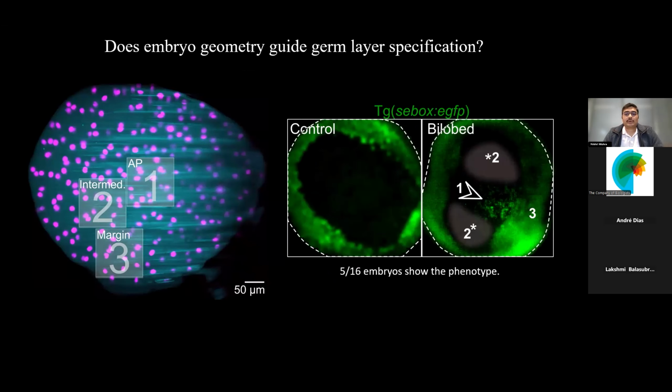Finally, the last question that we wanted to ask was, does it have any bearing on how cell fates are specified within the embryo? So we went again back to the bilobed embryo and asked if these embryos would have any defects in the germ layer fate specification. We specifically looked at CBOX EGFP, which is a mesenterodermal marker, and we found that unlike in controls, where this fate was specified close to the margin, here in the valley, where cells are now smaller and act like an ectopic margin, this fate was again specified. The mesenterodermal fate was also specified in a subset of the embryos.